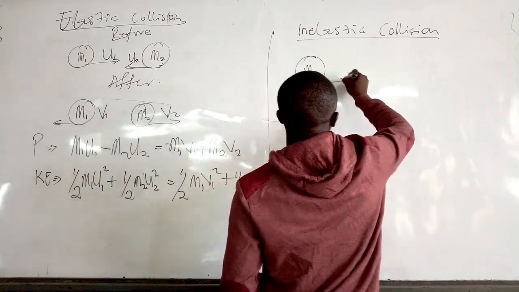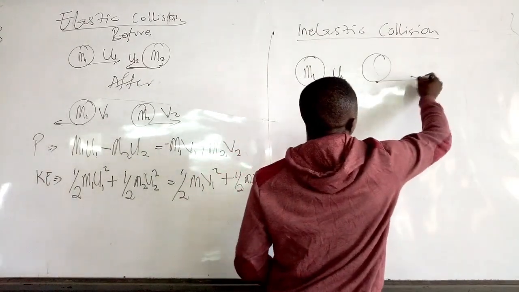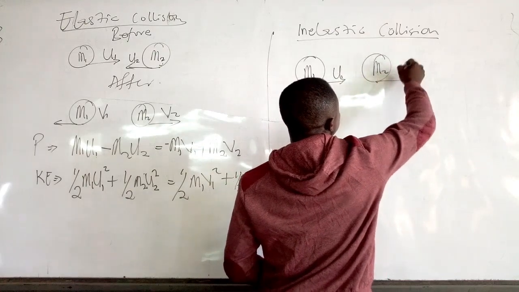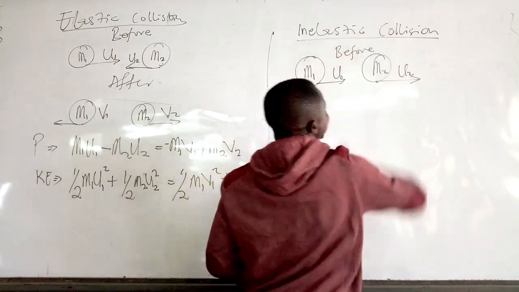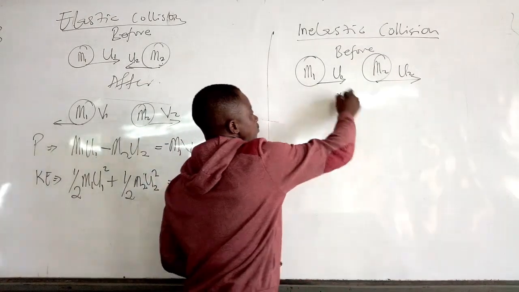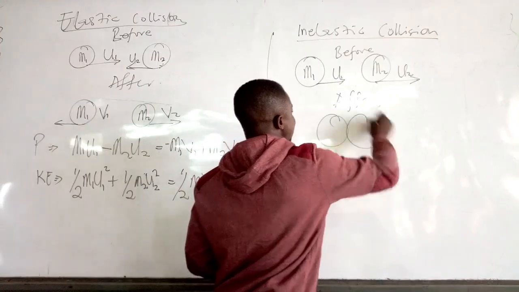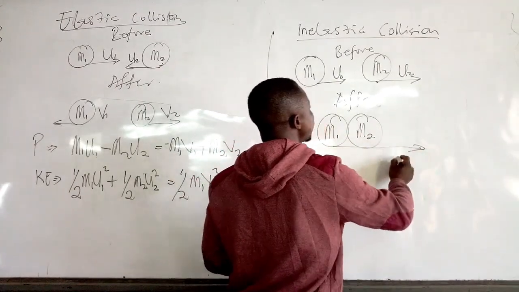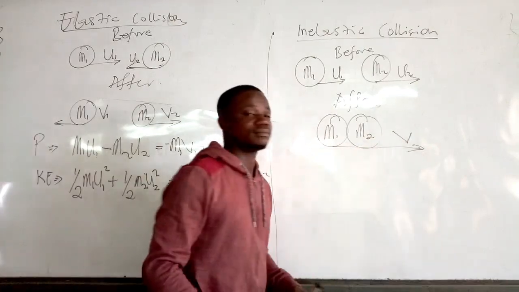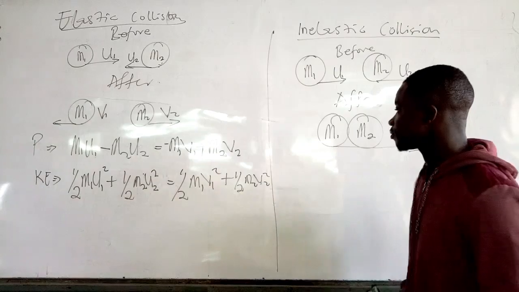M1 with velocity U1 moving in the same direction as M2 with velocity U2. This is before they collided. After they collided, they stick together, M1, M2, and move with a common velocity V. They stick together and move with a common velocity V.